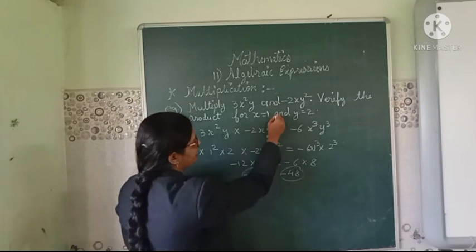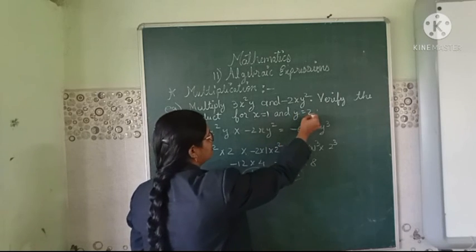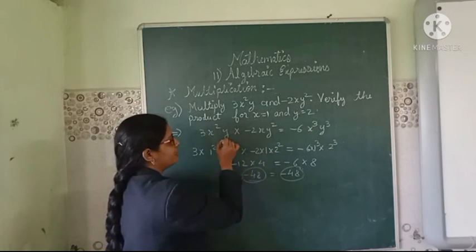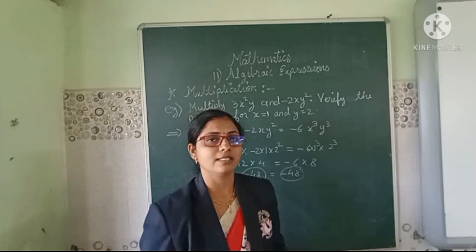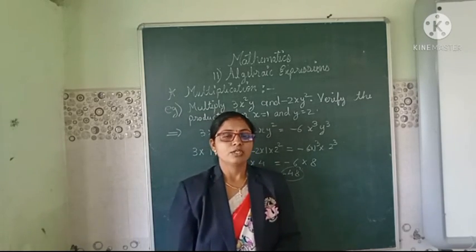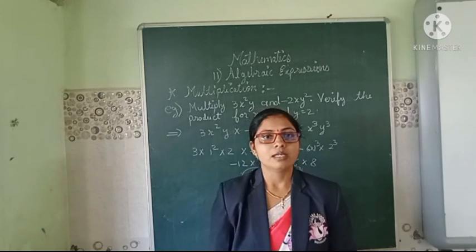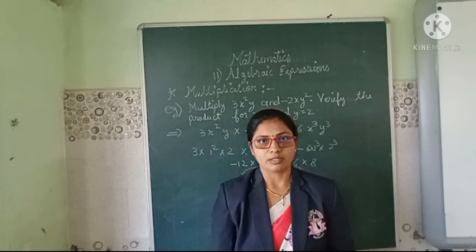So it is verified when you put x equals to 1 and y equals to 2 in the product also, and in these factors also, you will get the same answer. So it is verified in this way. So like that we can solve the different type of the examples by multiplying the algebraic expressions.